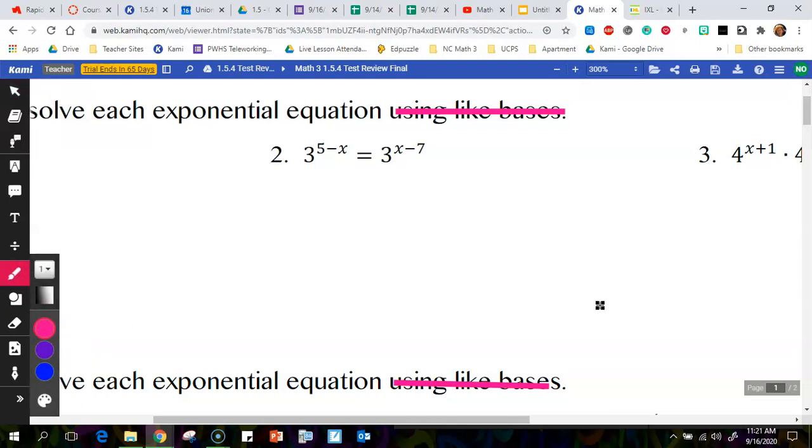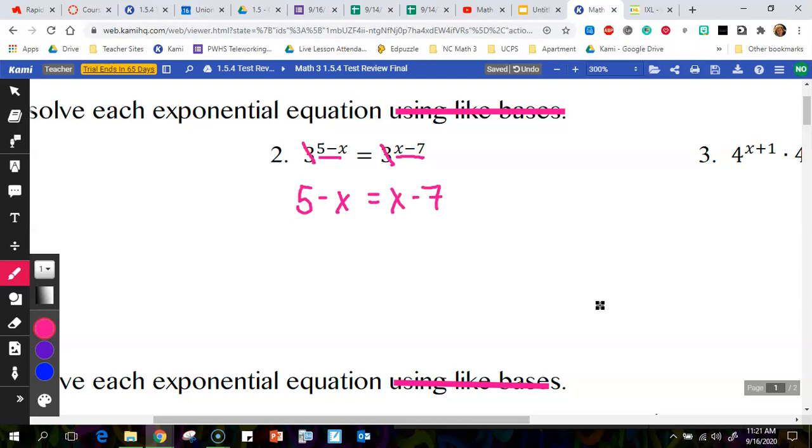So number 2, for example, because the 3's are the same, the bases are alike, I'm just going to solve this using like bases instead of typing it into Desmos. If the bases are the same, then what you can do is mark out the bases and set the exponents equal to each other and then just solve for x. So I'm just going to set up 5 minus x equals x minus 7.